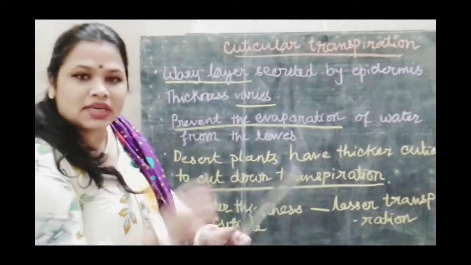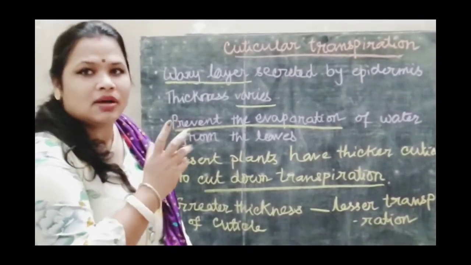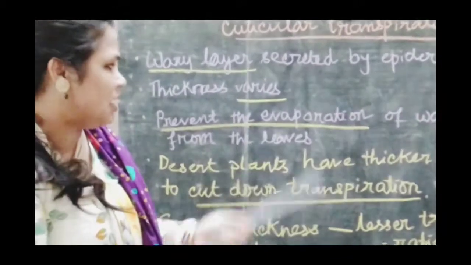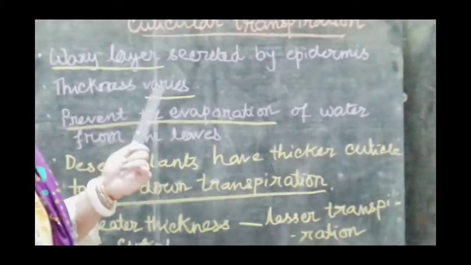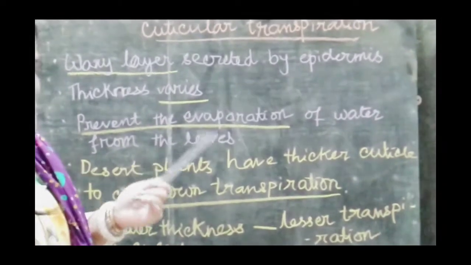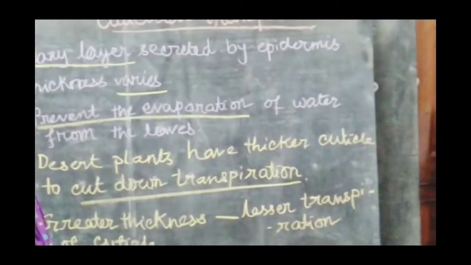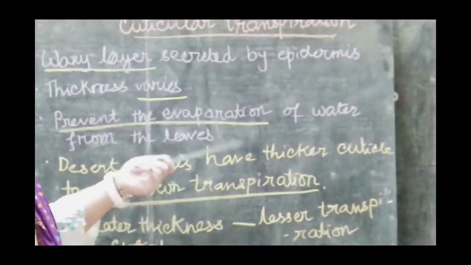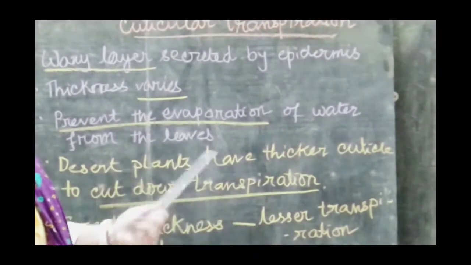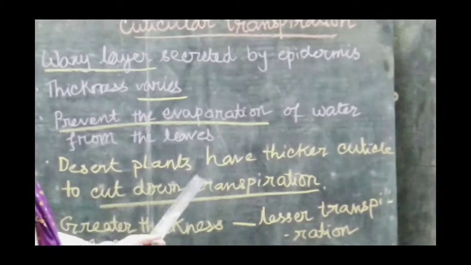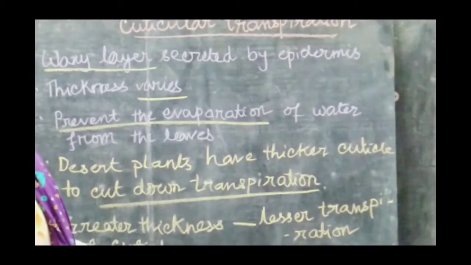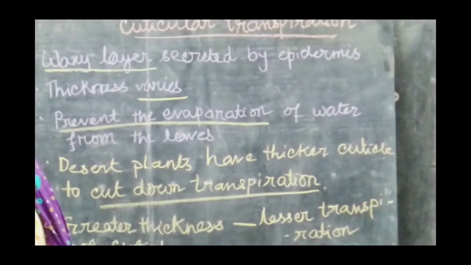Next, the thickness of the cuticle varies from plant to plant. Means in different plants, different leaves, different thicknesses of cuticle are there. Actually, this cuticle prevents the loss of water, or the evaporation of water, from the leaf surface. In the desert plant, these cuticles cut down the transpiration rate.